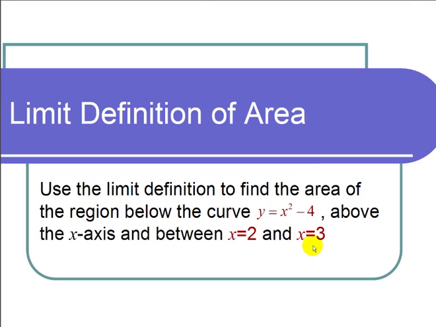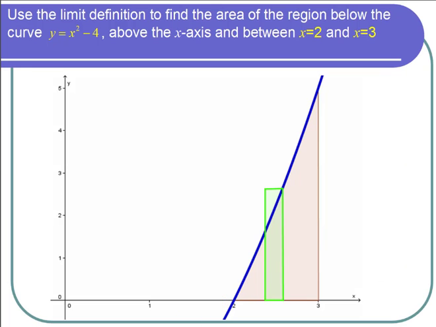So we start out by drawing a picture. This curve right here, this blue curve, is y equals x squared minus 4. And we're going between 2 and 3, so here's our region. And I'm going to draw a general rectangle. I can think of this as the ith rectangle.